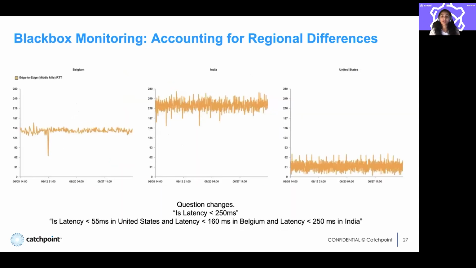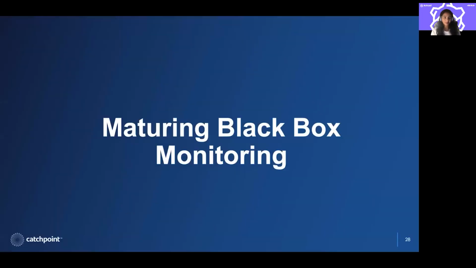So still continue to collect these metrics, but when it comes to SLIs, try and do it on high-level metrics. One other thing with black box monitoring is that because you're running these monitors from actual locations where your users are coming, you will have to account for regional differences. So you will go from a simple statement like my latency has to be less than 250 milliseconds to a more complex statement where you're saying I need my latency to be less than 55 in United States, 160 milliseconds in Belgium, and 250 milliseconds in India. So you go from a simple to a compound statement.